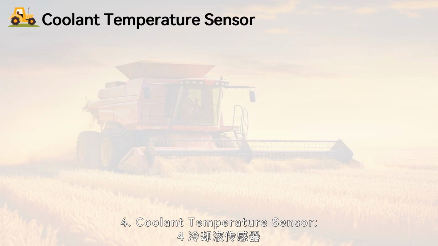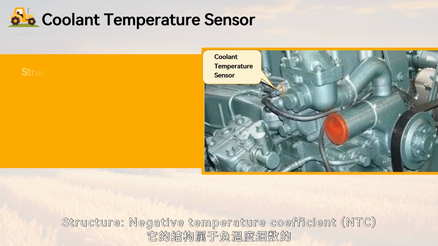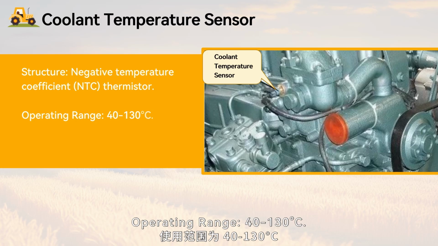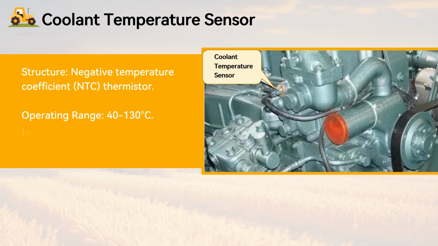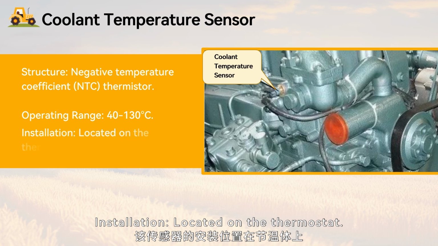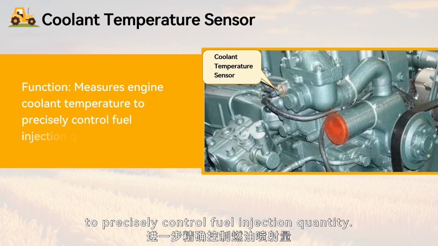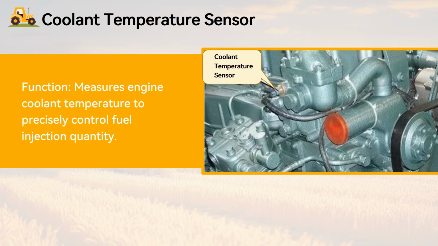4. Coolant temperature sensor. Structure: negative temperature coefficient (NTC) thermistor. Operating range: 40 to 130 degrees Celsius. Installation: located on the thermostat. Function: measures engine coolant temperature to precisely control fuel injection quantity.